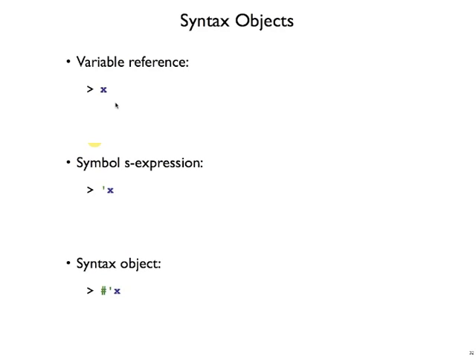So let's look more at the difference between these things. If I just evaluate x in an empty namespace, then I will get x as undefined, right? On the other hand, if I do quote x, that has nothing to do with any possible definition of x. It just makes the symbol x, right? If I do hash quote x, then it's more like quote x, right?